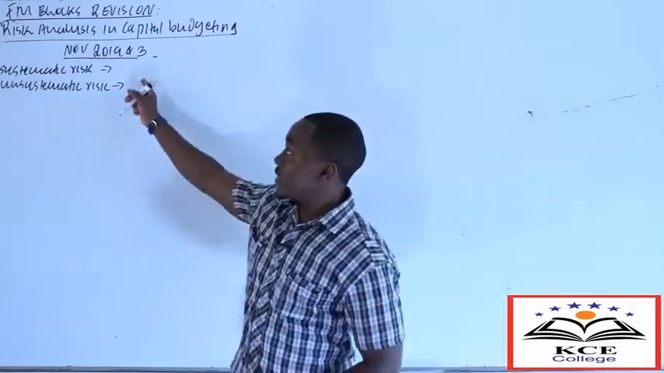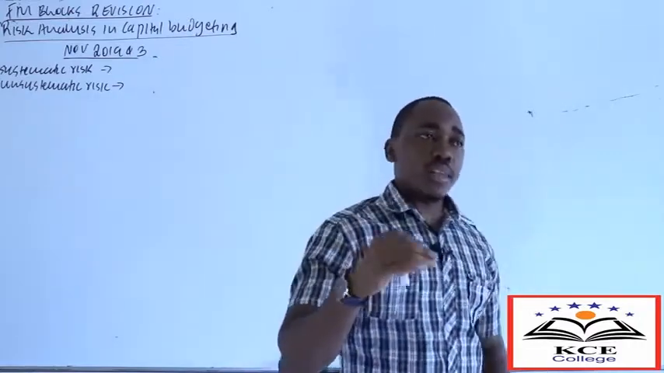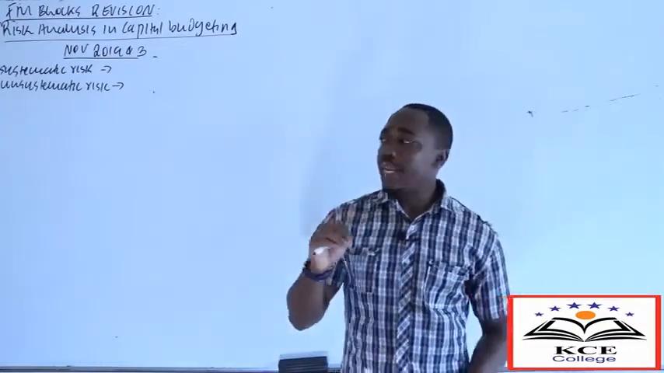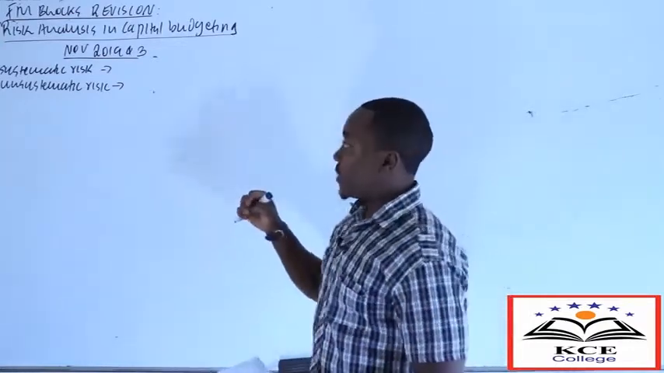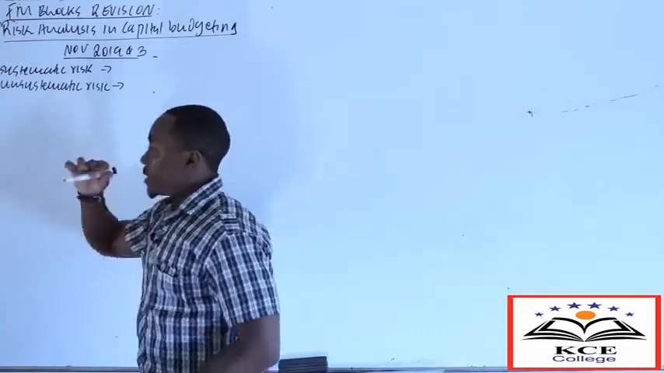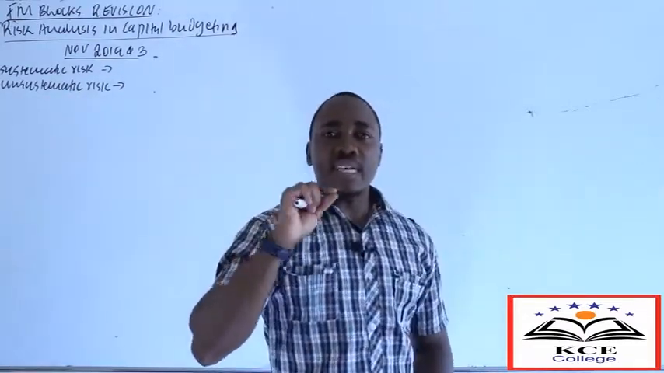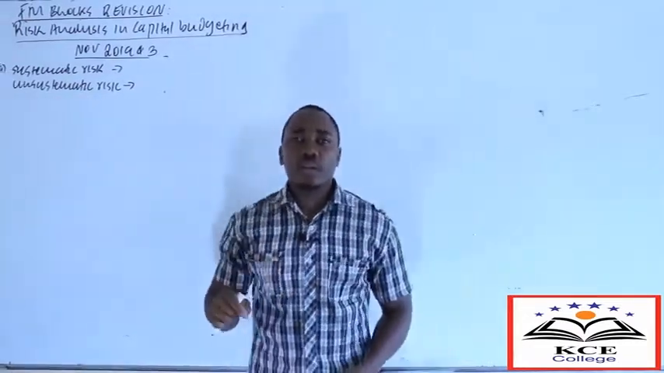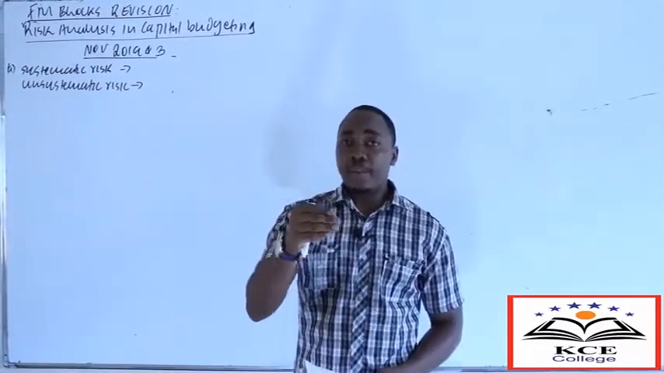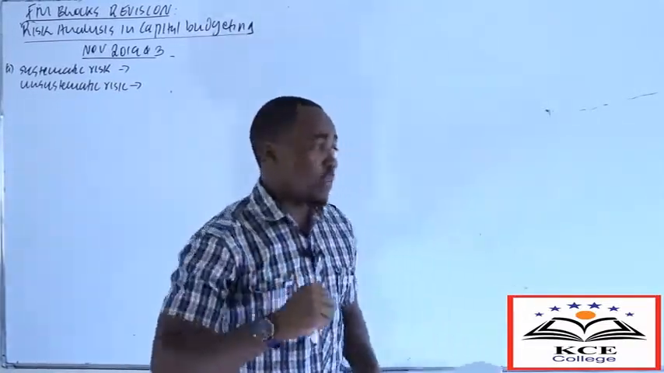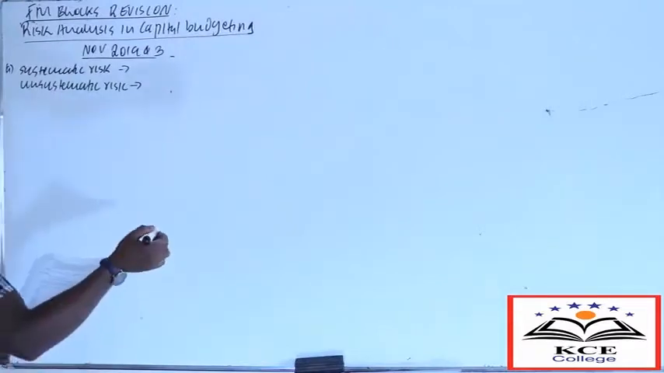They give examples of systematic risk: things to do with inflation, energy crisis, pandemics such as COVID-19. Then unsystematic risks are those risks that affect a certain industry in the economy, or a given company in the industry. Therefore, they can be minimized by holding a portfolio.